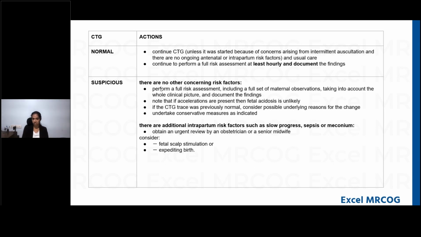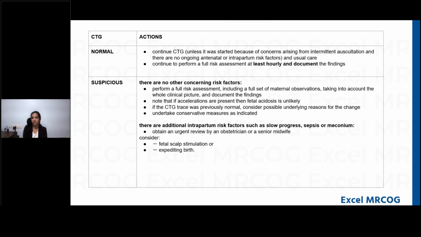If it is suspicious, then what do you do? If it is suspicious and there are no other risk factors, you would just do the conservative steps. So what are those conservative steps? Basically, you would perform a full risk assessment. So check if there is anything that has come up, any risk factor that has come up. Include a full set of maternal observations, take into account the whole clinical picture and document the findings.